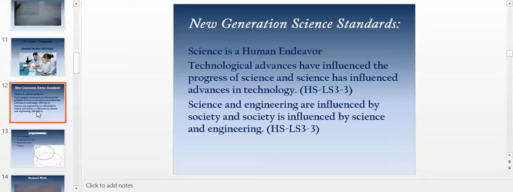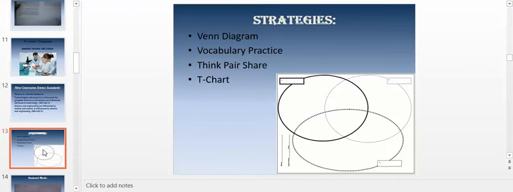The second standard was science and engineering are influenced by society, and society is influenced by science and engineering. So in this class, I used Venn diagram, vocabulary practice, think, pair, share, and T-chart strategies.